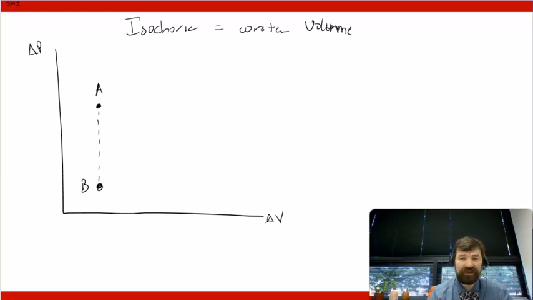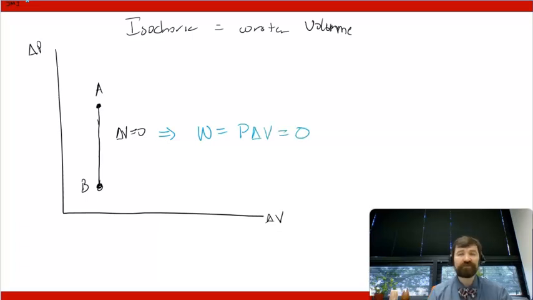So I don't really have anything here to bound an area. I just kind of have this vertical line. And since delta V is 0, the implication of that is that the work done on the system, P times delta V, is also 0. So no work is being done on this system.